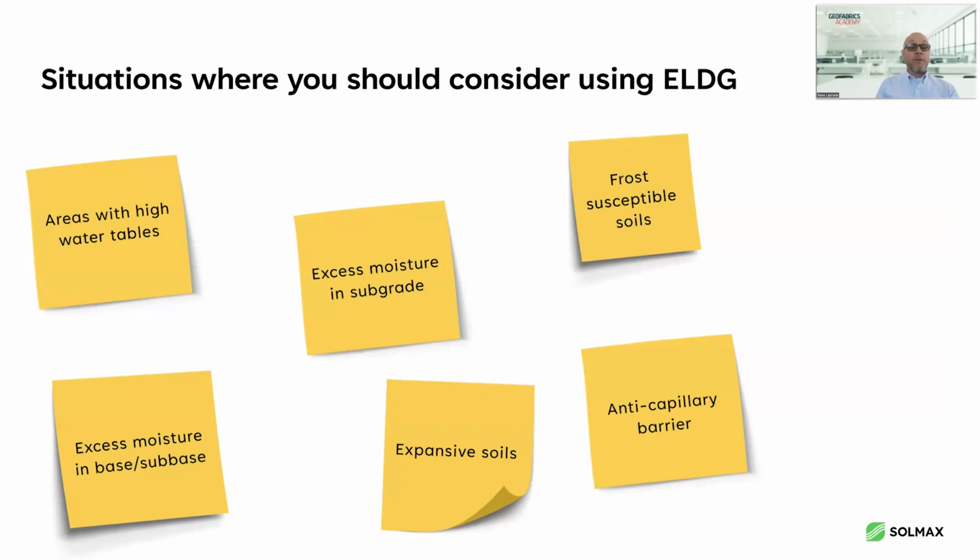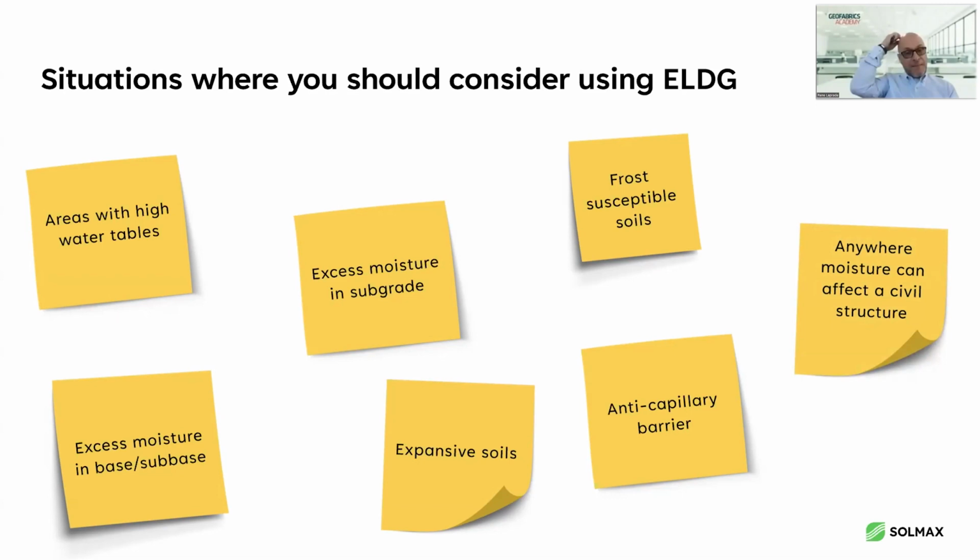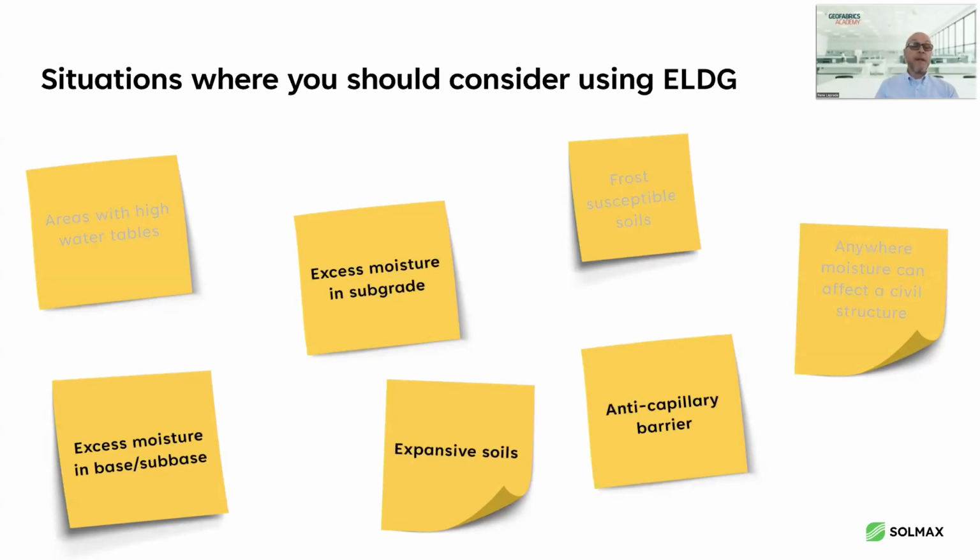Areas with high water tables, excess moisture in basins, subbases, and in subgrades, for expansive soils, frost susceptible soils. Here, you might not care too much about that. Where I live in Toronto, Canada, we have frost susceptible soils, and we have a lot of cold. It can be used as an anti-capillary barrier. Basically, this is the kind of product, or system, that you should be considering anytime you are in a position where moisture could negatively affect your civil structure. So I'm going to look at some research projects that will focus around these main points here.